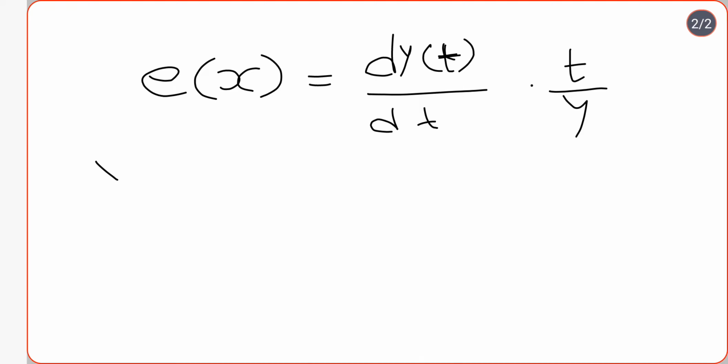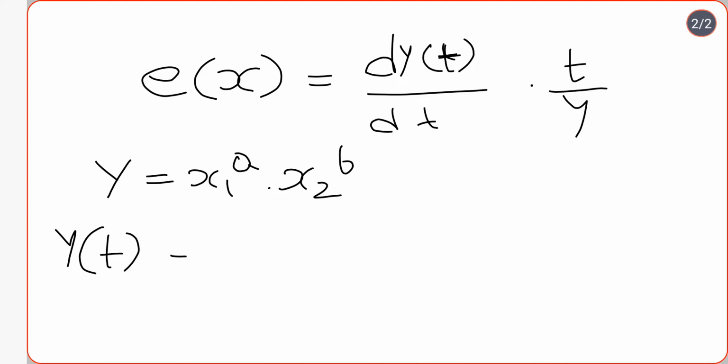Now at first take a function y, that is x1 to the power a into x2 to the power b. If we want to differentiate this function, at first we have to increase the input by t proportion. So if we want to increase the input by t proportion, then we have to find out y of t. What is y of t? Y of t is basically increasing the x1 input by t proportion, then increasing the x2 input by t proportion.